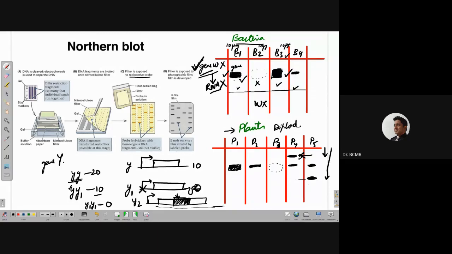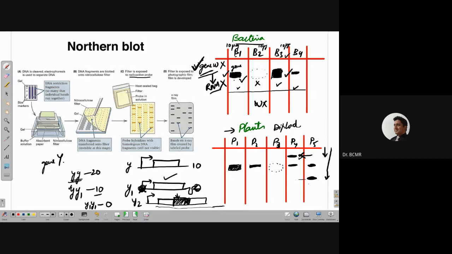So large-scale insertion and deletions can be determined using northern blotting also, but only if the gene is expressed. Say if there was a mutation in the promoter region like this, then we don't have RNA of it. In that case, we don't know if there are any further mutations within the gene or not. Okay, I hope you understood how to interpret northern blotting.